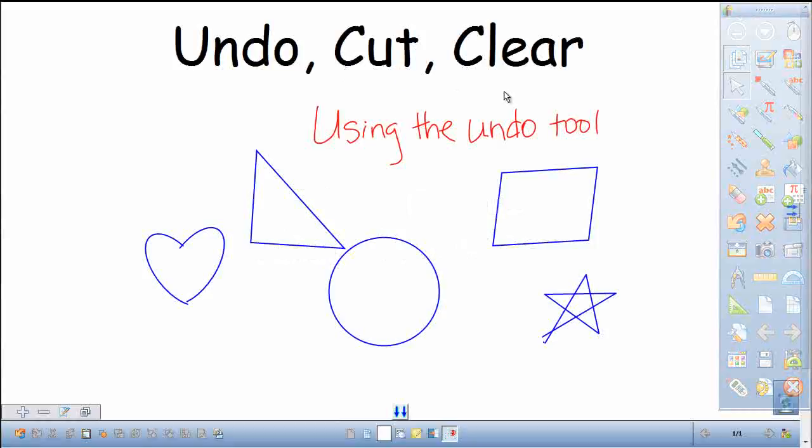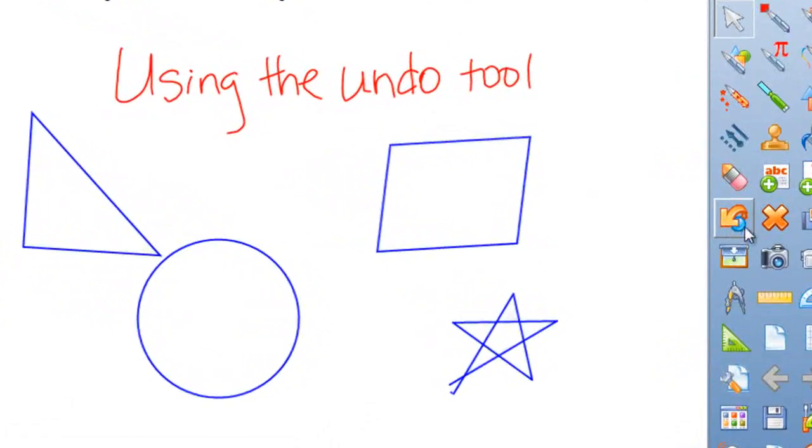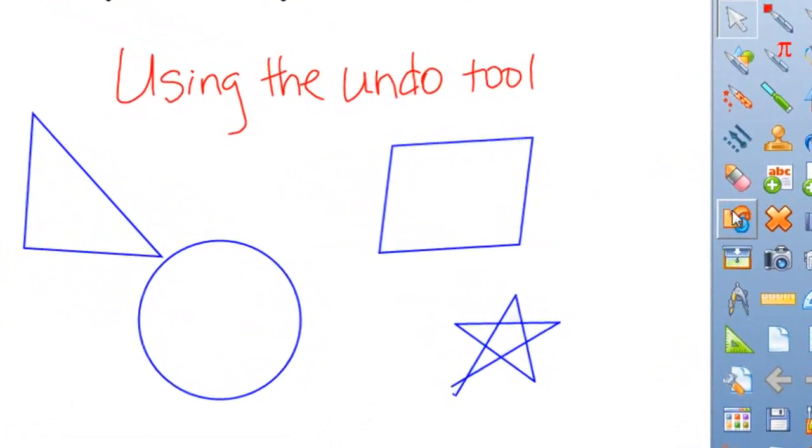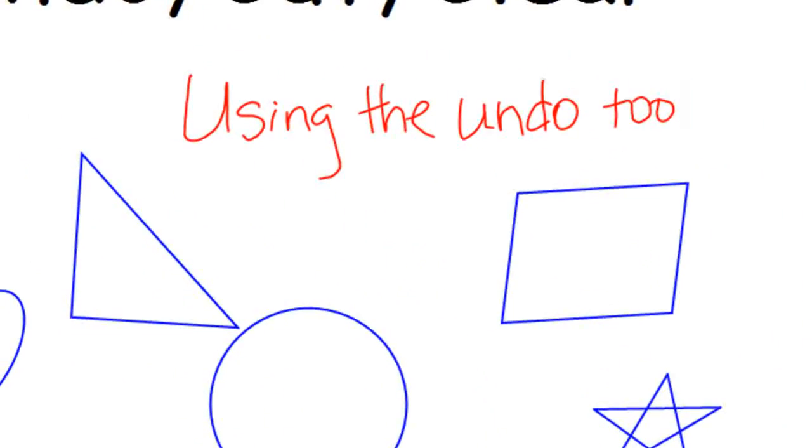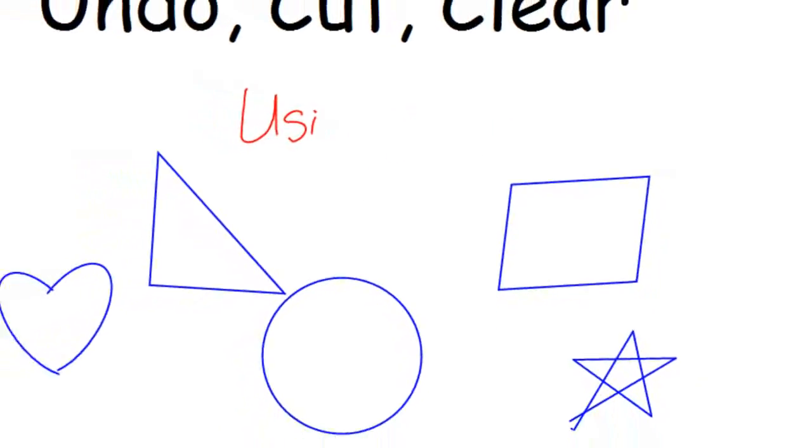Undo, cut, and clear. The undo button looks like the circle with the backwards arrow on it. When you select it, it undoes actions that you have done in the reverse order that you've done them. It will take away the last thing that you've done first.